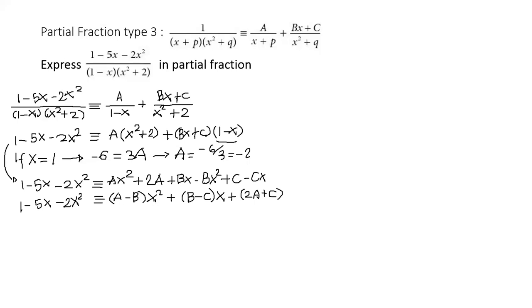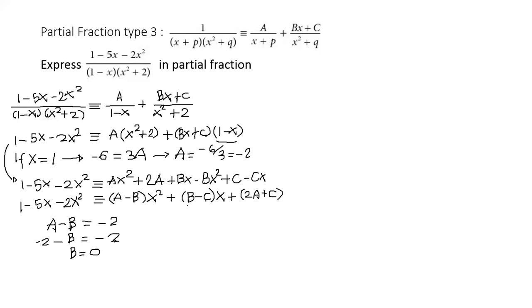The coefficient of x squared here is a minus b, and the coefficient of x squared on the left side is negative 2. It means a minus b equals negative 2. Since a equals negative 2, negative 2 minus b equals negative 2, so b equals negative 2 plus 2, which equals 0.